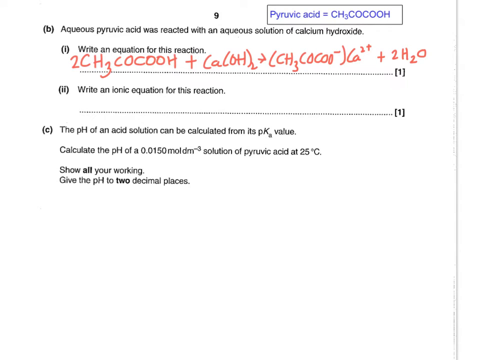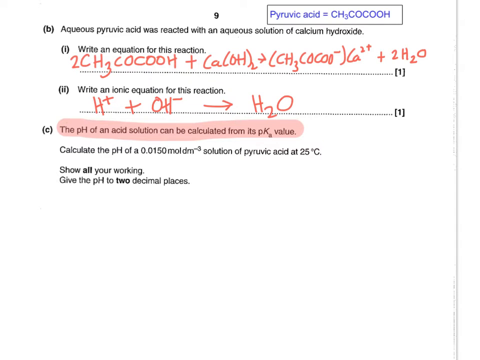So remember the mole ratio here. Calcium is a 2+ ion, so therefore it requires 2 pyruvate ions to react with it. And because it's an acid reacting with an alkali, in ionic terms it's simply H+ reacting with OH-. So that gives you an ionic equation that simply says H+ and OH- giving you H2O.